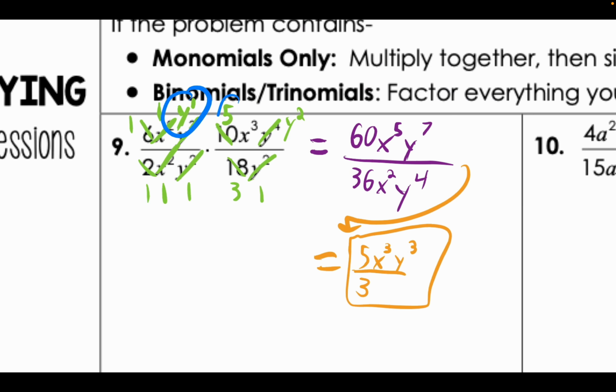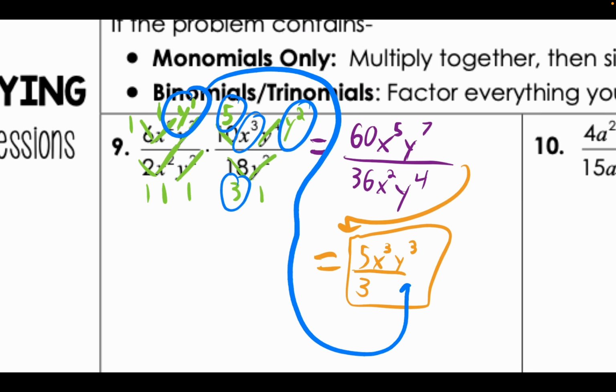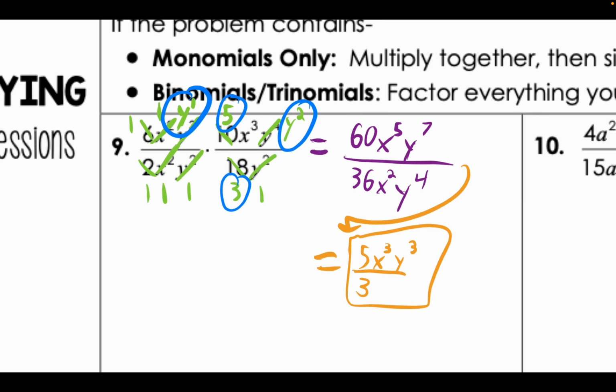As I look at this, I say, okay, what do I have left? I have y to the fifth, I have 5, I have y squared, and I have a 3. Oh, and I have my x cubed. On the top, I have the 5, which is right there. I have the x cubed, which is right here. I have y to the first and y to the second, which give me y to the third when I add those exponents. And then I have this 3 on the bottom. And so we get the same resulting answer.